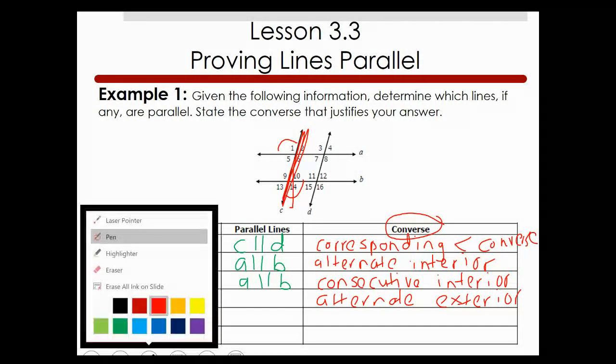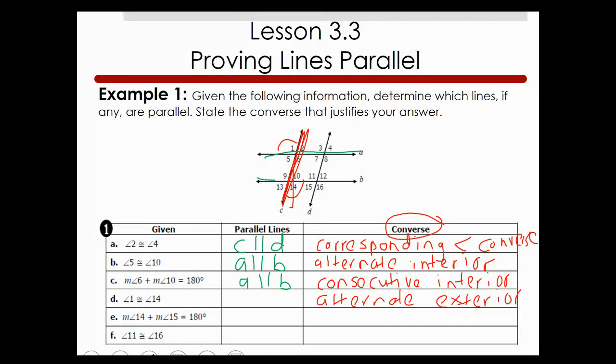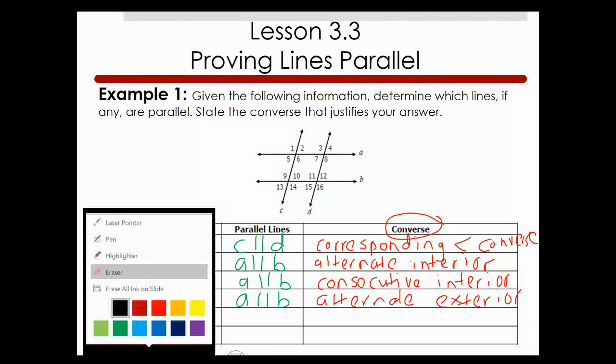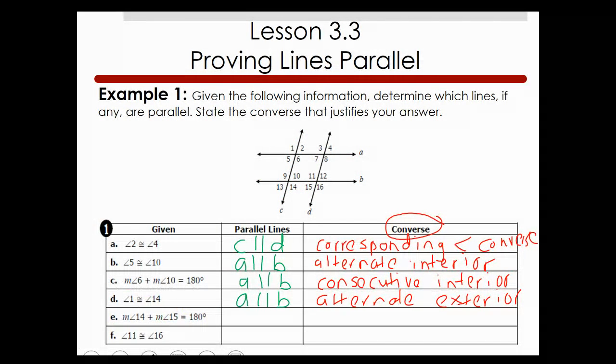And the line that's cutting is again A and B. So A is going to be parallel to B. Next one, angle 14 and 15. So 14 and 15, they're not equal. They are 180. They're supplementary. And this is the line that's cutting them.